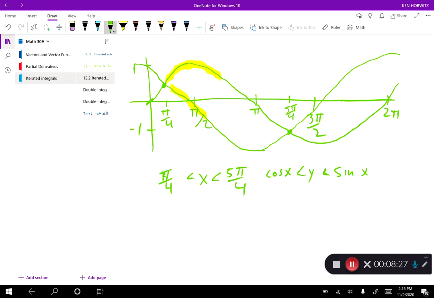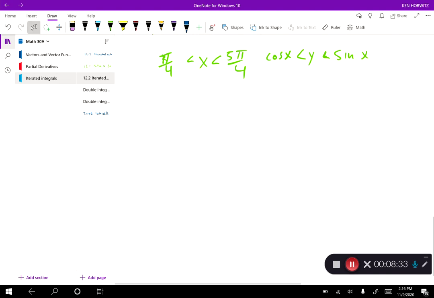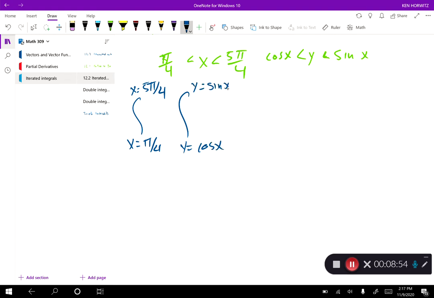All right, so now we've got to set this up. I'm going to change colors just for a little contrast. And we set it up by saying x equals pi over 4, x equals 5 pi over 4, y equals cosine x is my lower bound, y equals sine x is my upper bound.